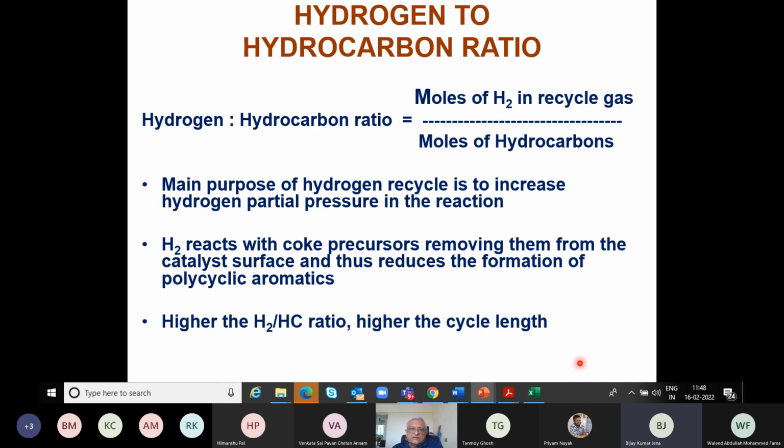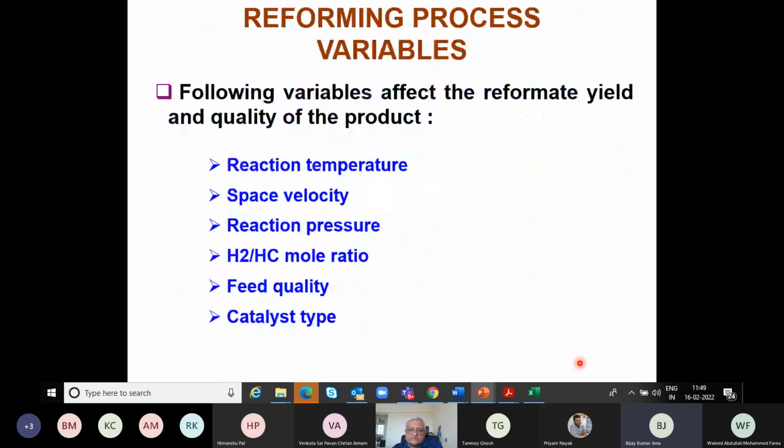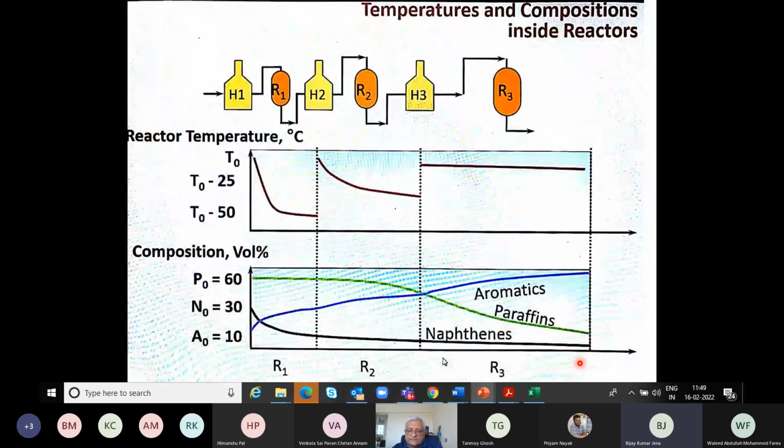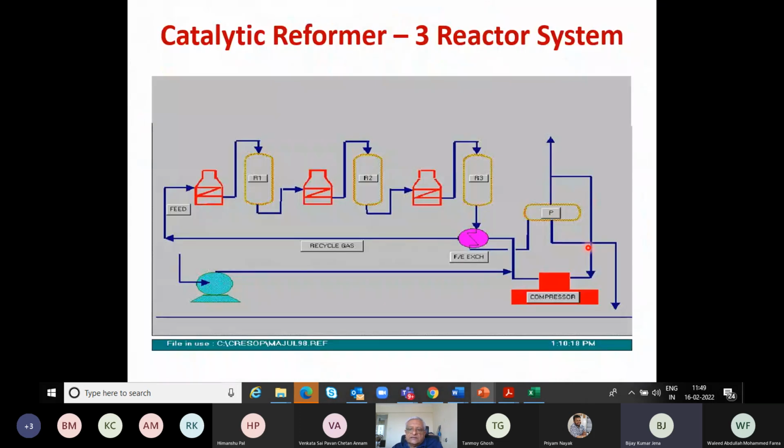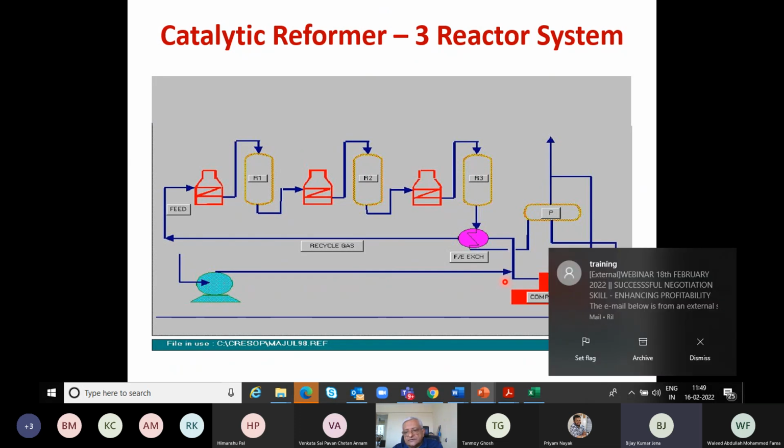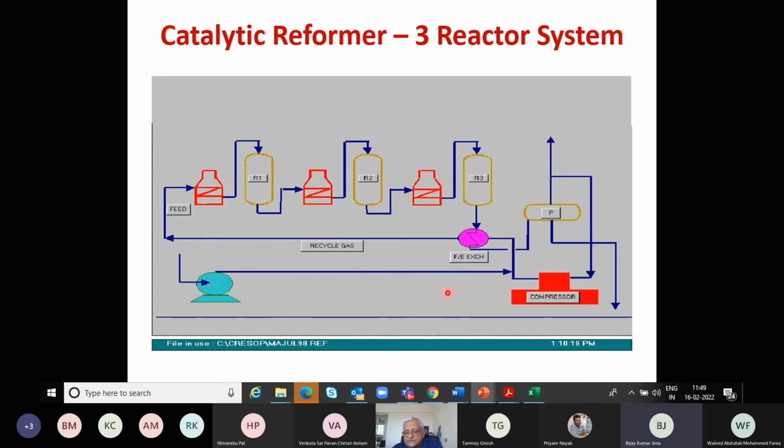The next variable is the hydrogen to hydrocarbon ratio. We talked about temperature, space velocity, and operating pressure. Now the hydrogen to hydrocarbon ratio. You remember when I started off the schematic of this unit, I said that there is a recycled gas, and this is rich in hydrogen. So when we say hydrogen to hydrocarbon ratio, we are talking about this recycled gas flow rate upon this fresh feed flow. That is the hydrogen to hydrocarbon ratio, or the recycled gas to feed ratio.